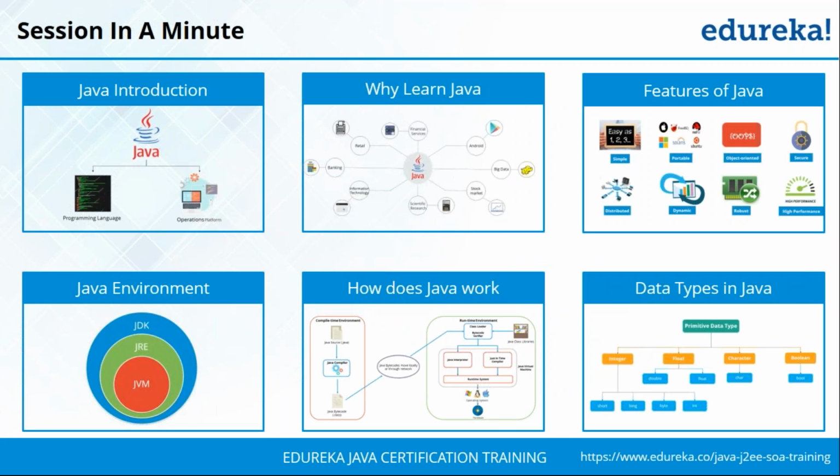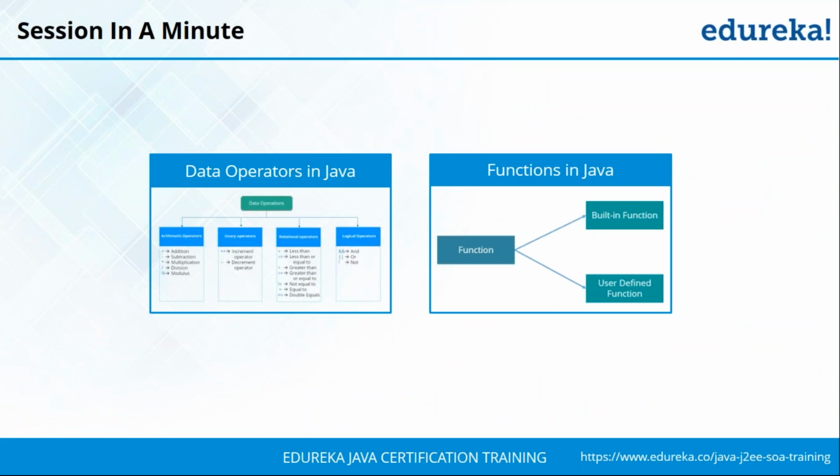Now we come to the conclusion of this session, and to summarize what we have learned: we started off with an introduction to Java, then moved on to understand why we need to learn Java. We even saw the various features of Java, talked about the Java environment and how Java works, and from there went on to talk about the various data types in Java, the various operators, the functions, and finally the object-oriented programming concepts. Any doubts with respect to any of these topics? Anything that you're not clear with that you want me to repeat?